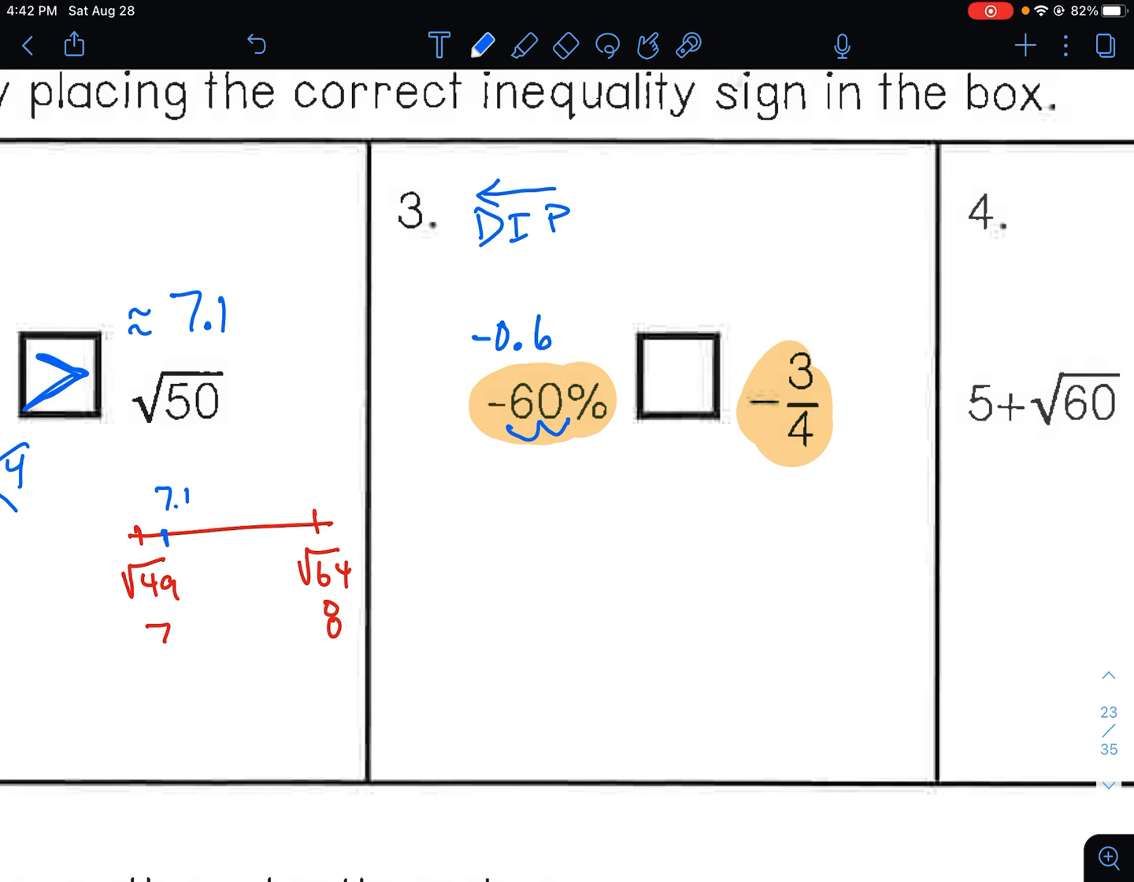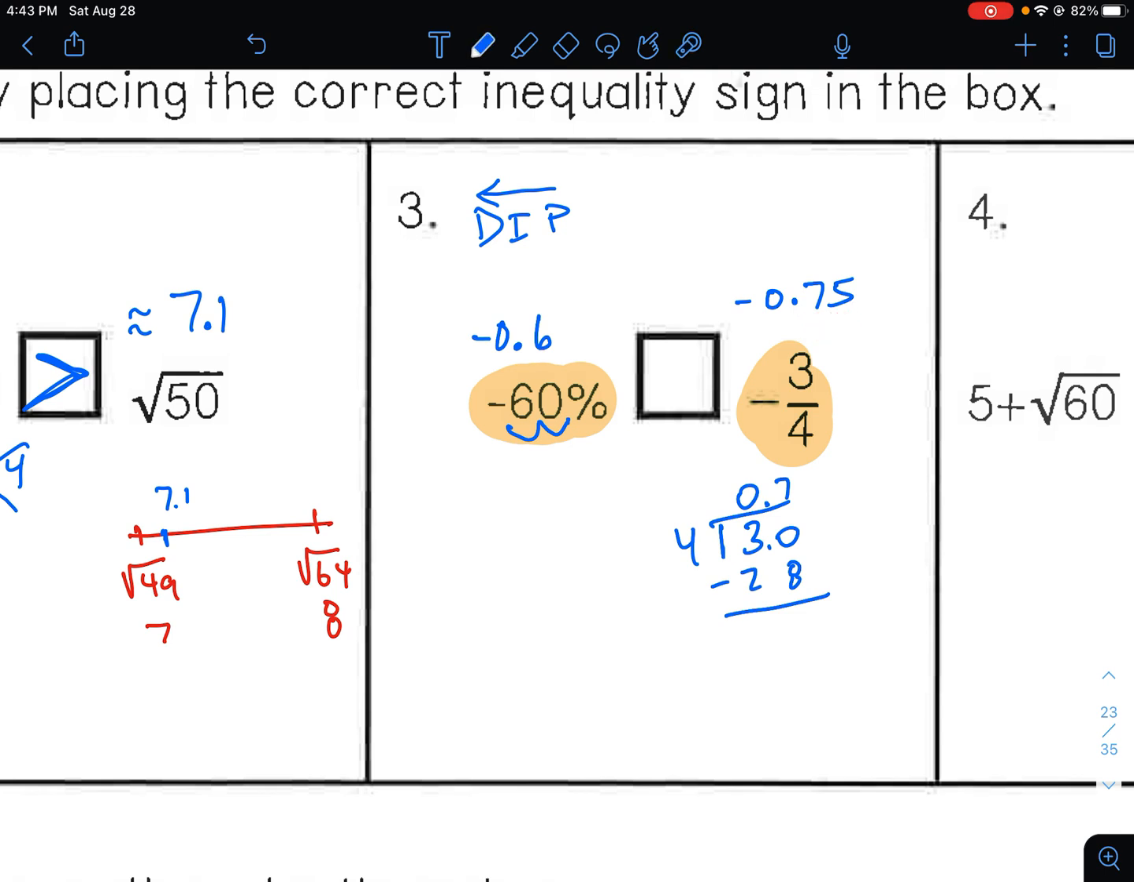3/4. Hopefully you just memorize that this is 0.75, negative 0.75. If not, you can do division and figure out that, well, let's do that just in case you didn't know. In is 3, out is 4. 4 does not go into 3. You add a decimal and a 0. How many times does 4 go into 30? It goes in 7 times, because 4 times 7 is 28. We don't need to continue because we have 0.6 right here. We know this would be 0.7 something.